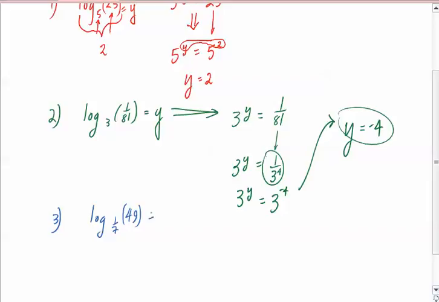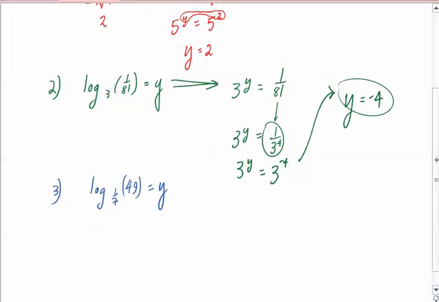Okay, let's do the same thing to this one. Set it equal to a variable. Now rewrite it in exponential form. The log base 1/7 of 49 is saying, to what power must I raise 1/7 so that it will equal 49?